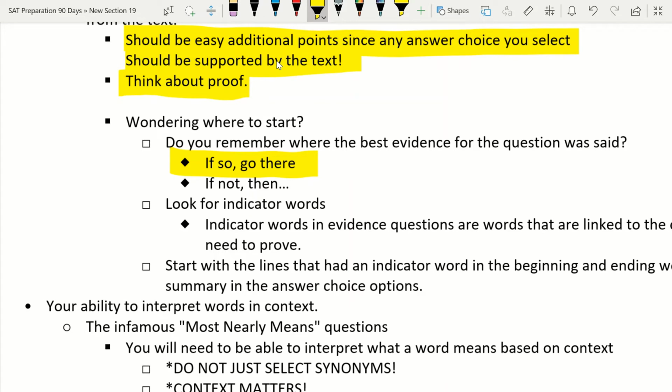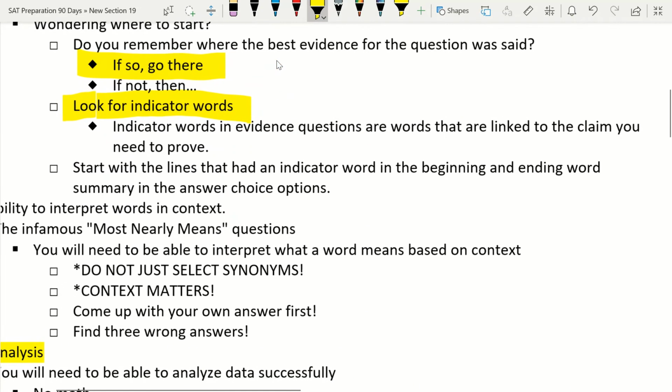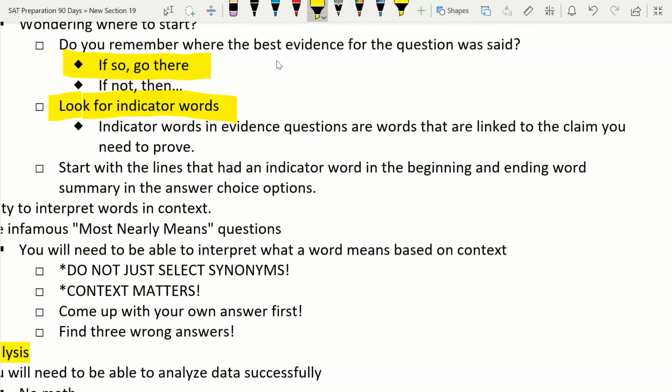Now let's say that you don't know where the best evidence for it was. Well, then you're going to want to look for indicator words, right? So you already answered the previous question. You're really confident in your answer to the previous question. Now you're asked for evidence for it. Well, you're going to look for indicator words within options A through D. Now, what do I mean by that? What is an indicator word on the SAT reading section? Indicator words are going to be words in options A through D of these evidence questions that are linked to that claim that you need to prove, right? So you know the claim that you need to prove.